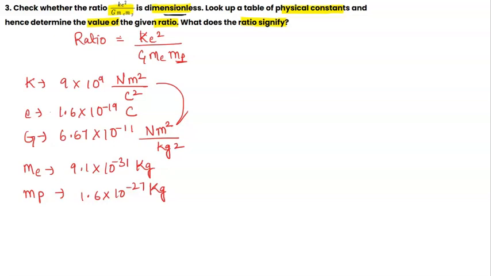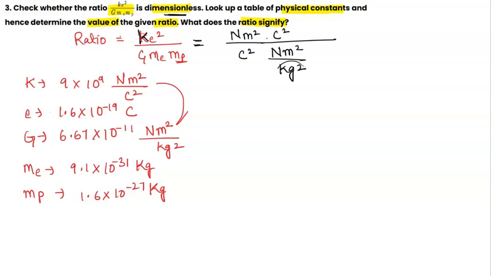For dimensionless, we need to use only units. To find that the ratio is dimensionless, we put the units in this ratio. So k has the unit Newton meter square per coulomb square. Next is e square. e is the electron charge and the unit is coulomb, so e square will be coulomb square. Now for the denominator, G is the gravitational constant and the unit is Newton meter square per kg square.